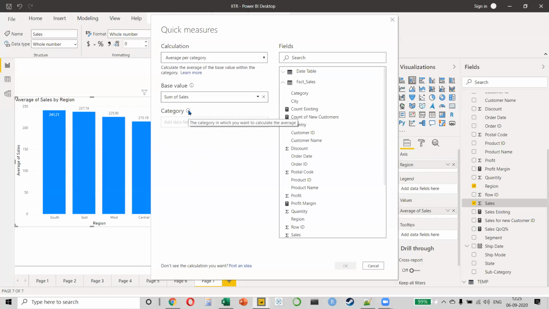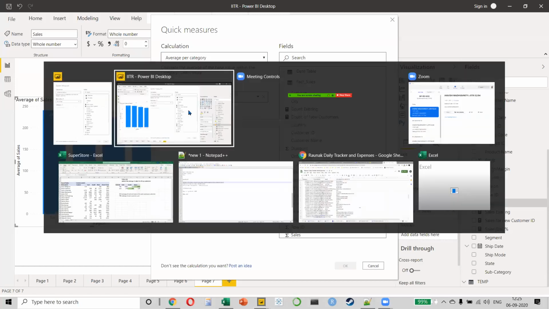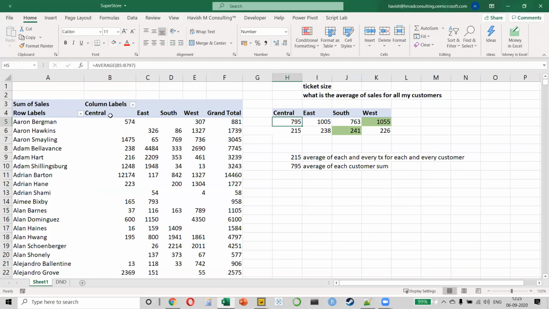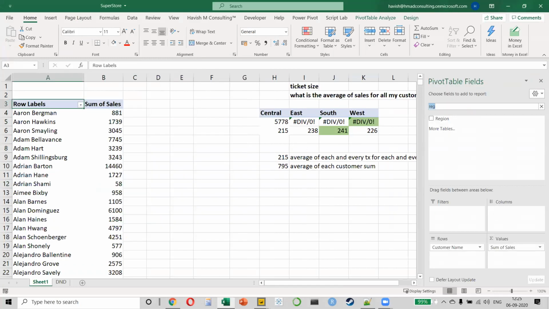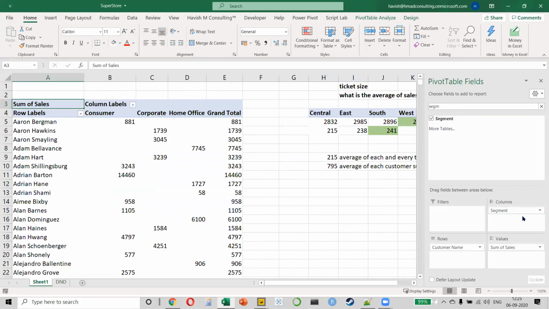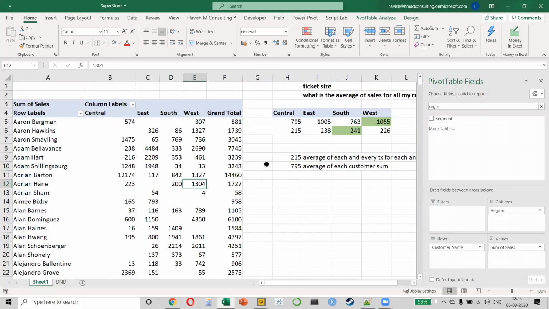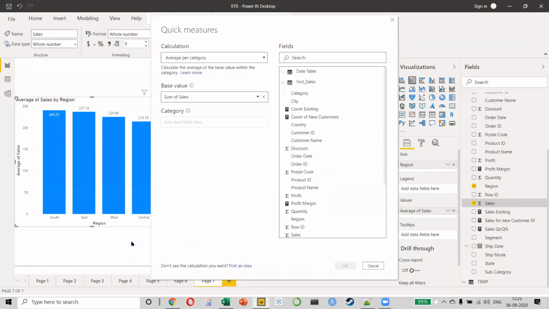Let me explain why. See, when I come back to my Excel, you will notice that the region is just an option. If I want to not see the region, I can select something else. I can remove my region and I can put my segment also, correct? The region is just temporary. The region is just an analysis that I'm doing, right? But what we are interested in finding out is the total of every customer here, right? So that's where you have to be very careful.